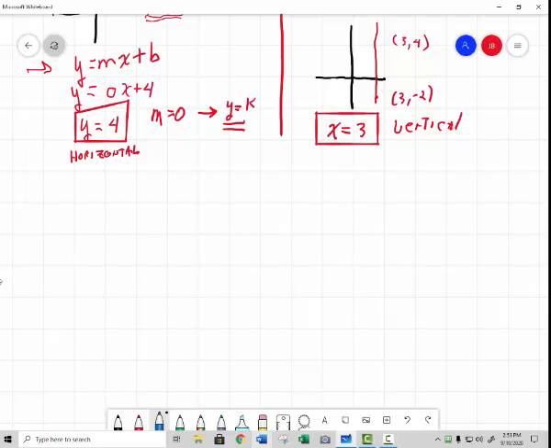Okay, let's look at, let's suppose that I've got the points, let's say 4, -2, and -2, 5. Those are two arbitrary points. And what I want is the equation going through those 2 points.